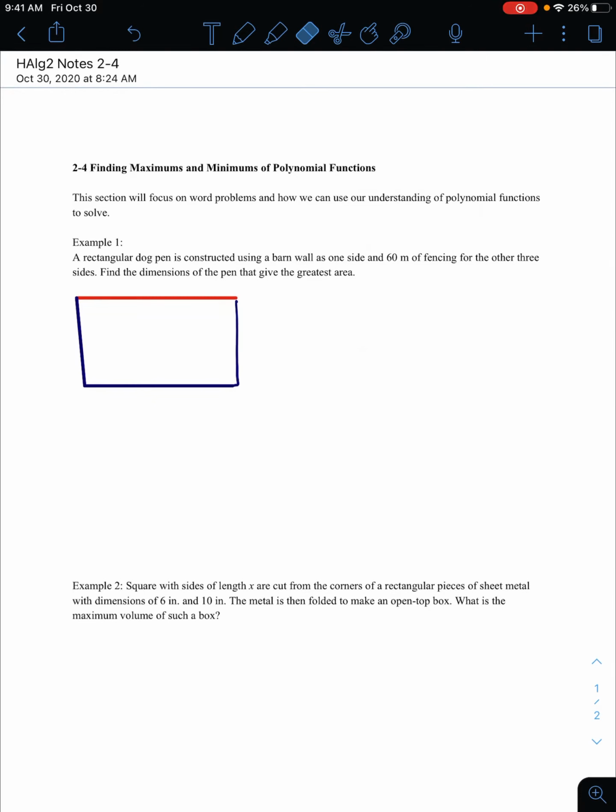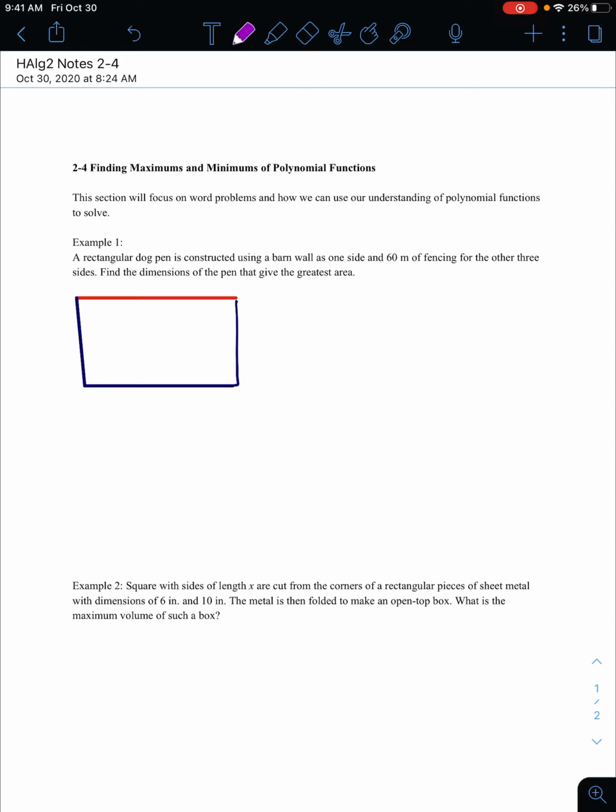Okay, so now we're going to learn how to use polynomial functions to help us solve word problems and find minimums and maximums. So if we look at example 1, we have a rectangular dog pen is constructed using a barn wall as one side and 60 meters of fencing for the other 3 sides. Find the dimensions of the pen that give the greatest area.